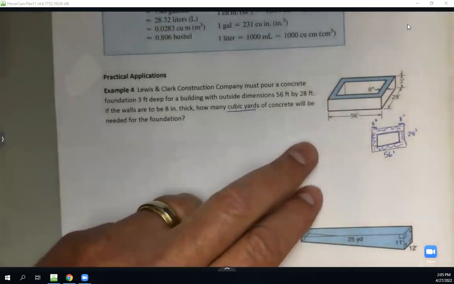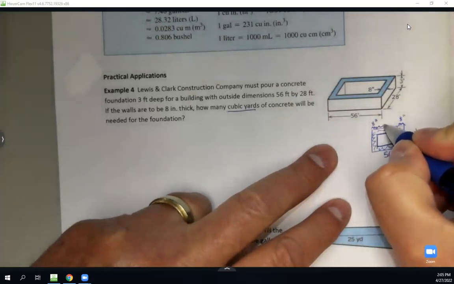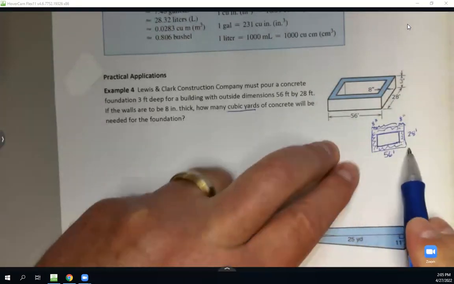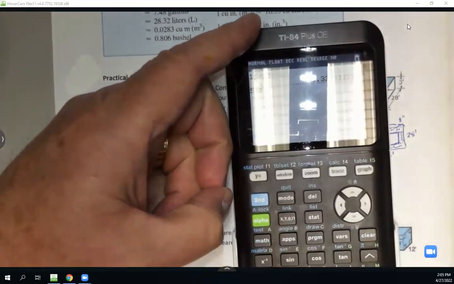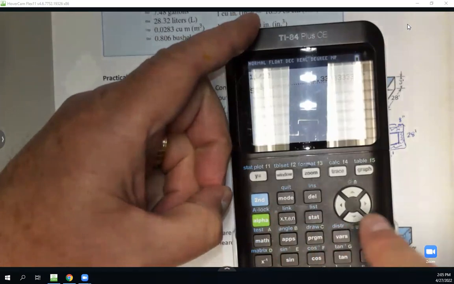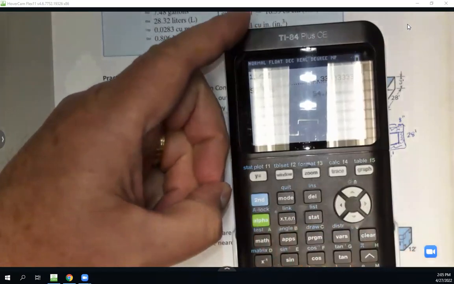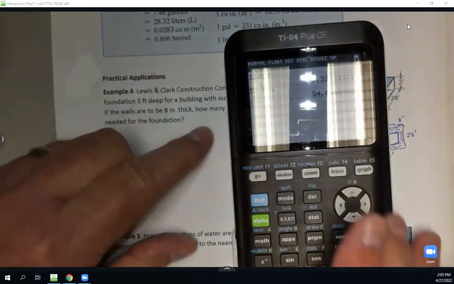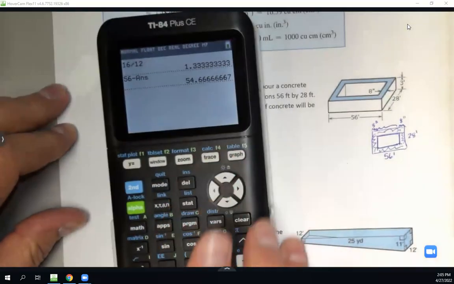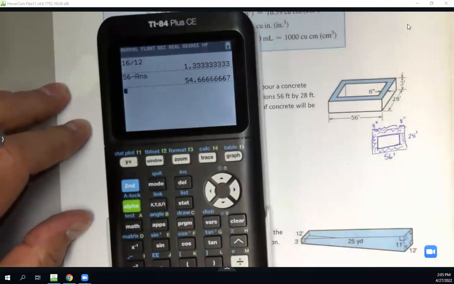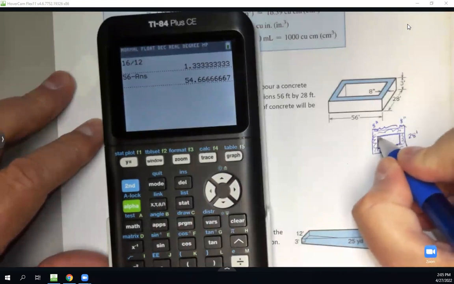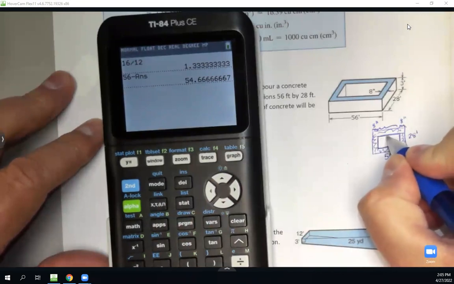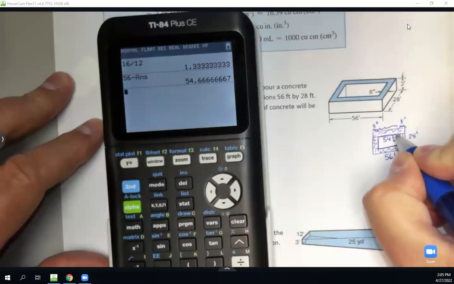So if I take off the 1 1/3 foot from the 56 feet, 56 minus the 1 1/3 is going to be 54 2/3. Whoops, you can't see that, can you? Okay, so 54 2/3. So that's going to be the inside rectangle's length, let's say. So that's going to be 54 2/3 feet.